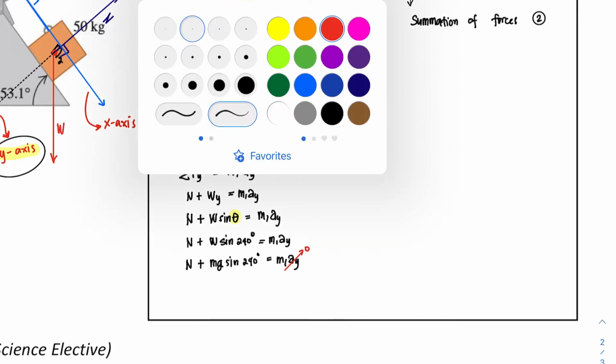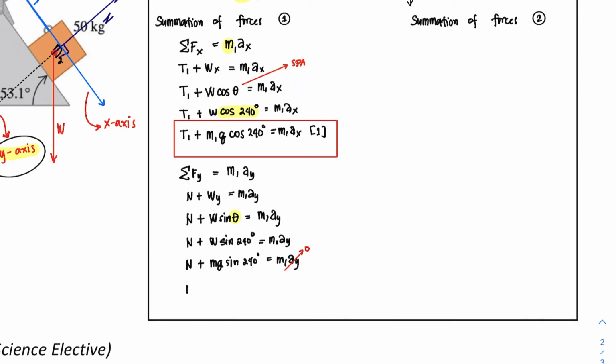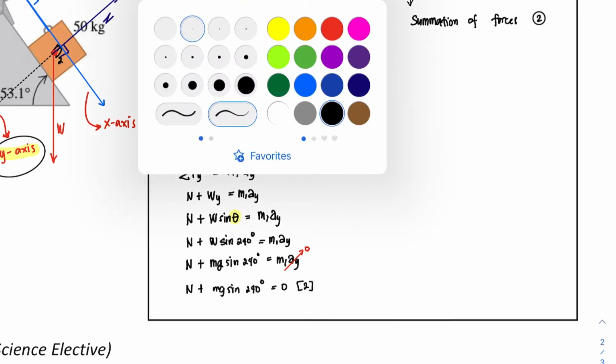So you are left with a simpler equation, which is just N plus mg sine of 240 degrees is equal to 0. So that would be your second equation.